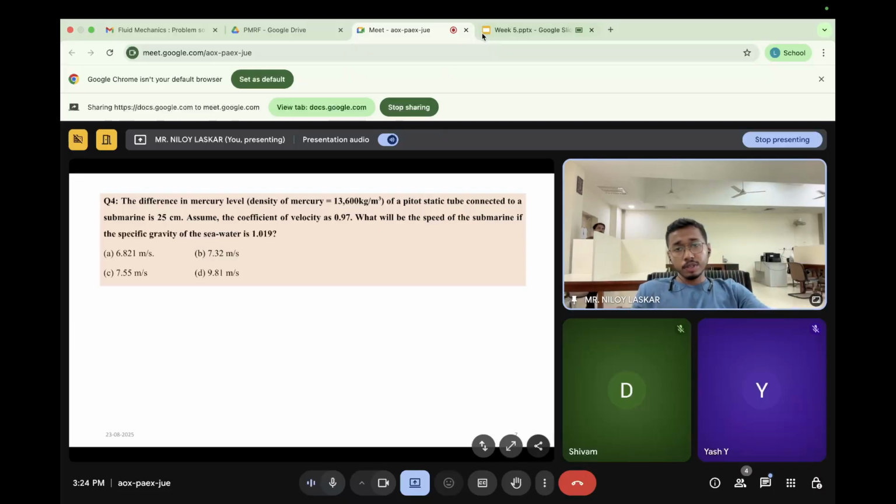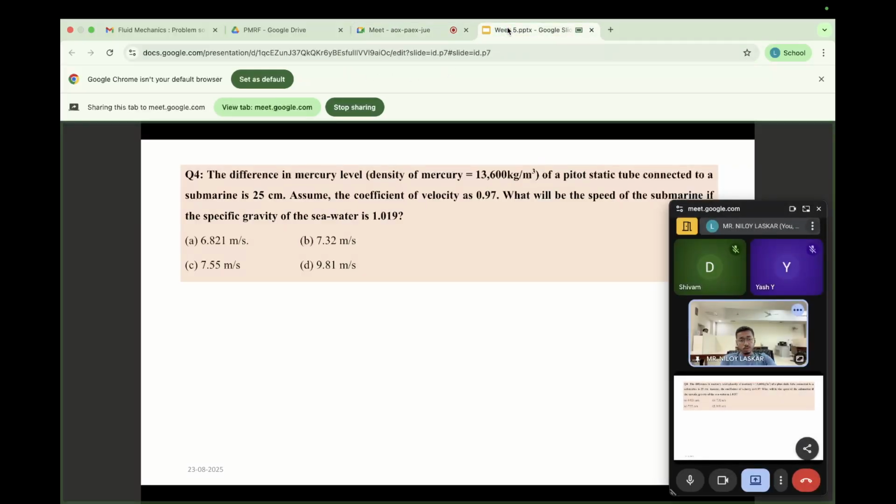So I am giving you 1 minute. Check whether you are familiar with this concept, or let me know about this one. Please check.